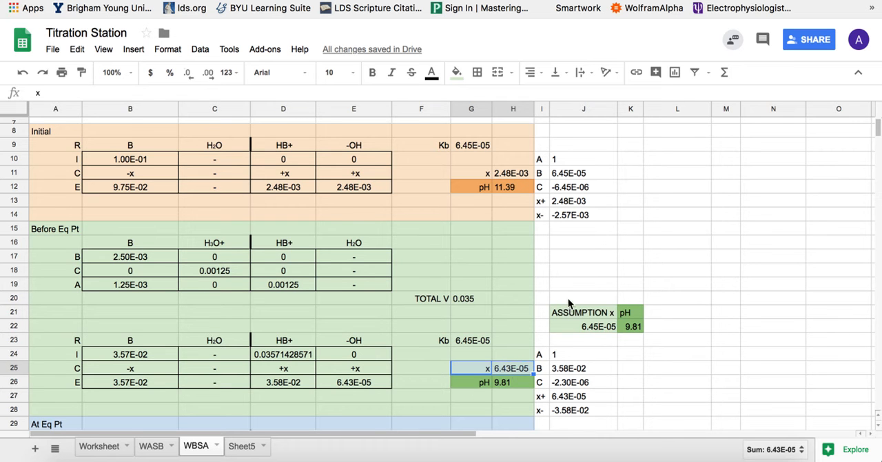What I have here on the side as well is if you use the assumption, here I've calculated the pH to not use the assumption, but here we made an assumption. Look at how they're essentially the same, okay?